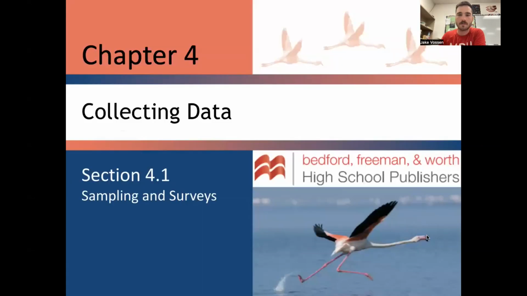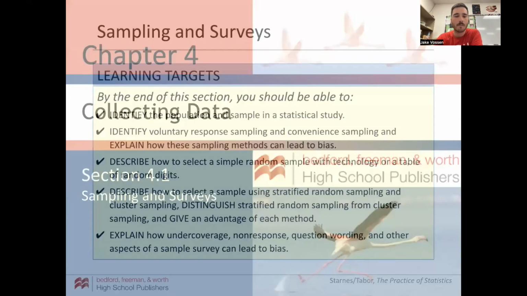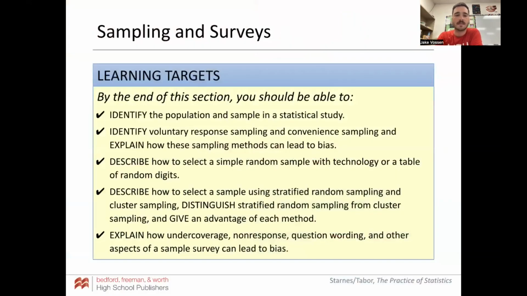All right. So, chapter 4.1, sampling and surveys. We talked about this a little bit on Friday about what you could be expecting from this chapter. But here's what we'll be going over. Be able to identify the population and sample in a statistical study, identify voluntary response sampling and convenience sampling, describe how to select a simple random sample, which you guys will get into today, describe how to select a sample using stratified random sampling and cluster sampling, and distinguish between stratified random sampling and cluster sampling. There's a lot of different ways to sample, essentially.